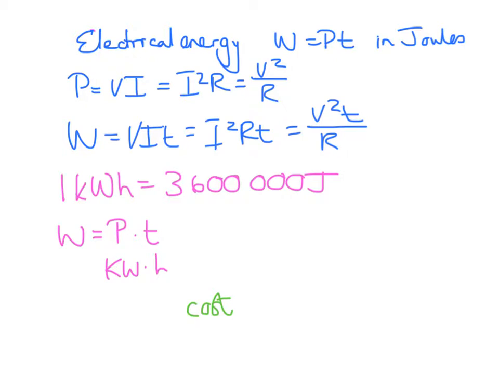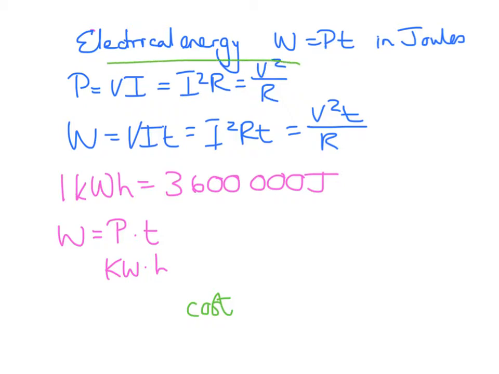Electrical energy is, remember what energy is? It's work done. So work done is energy transferred, and we can say electrical energy is work done, which is power times time. We measure electrical energy in joules. Power is equal to potential difference times current. It's also equal to I squared R, and it's also equal to V squared over R.